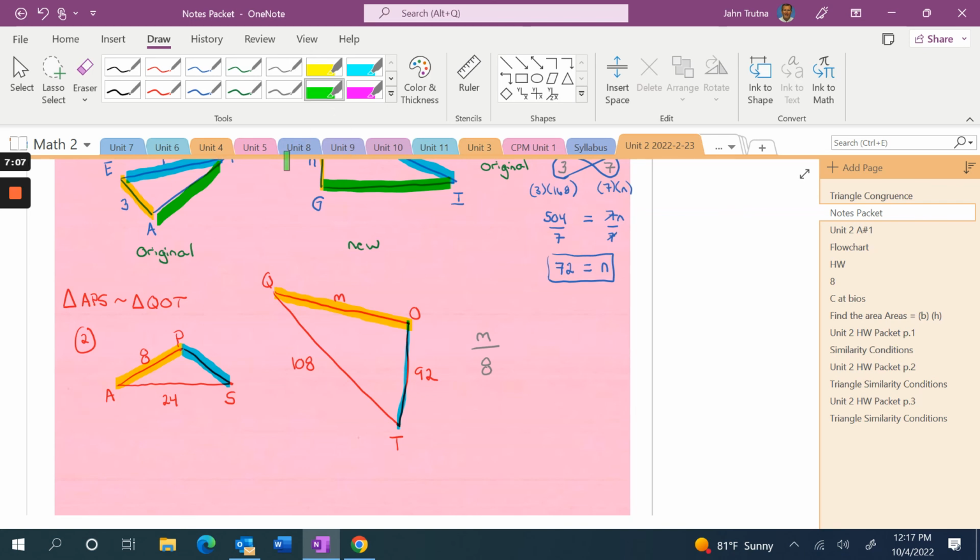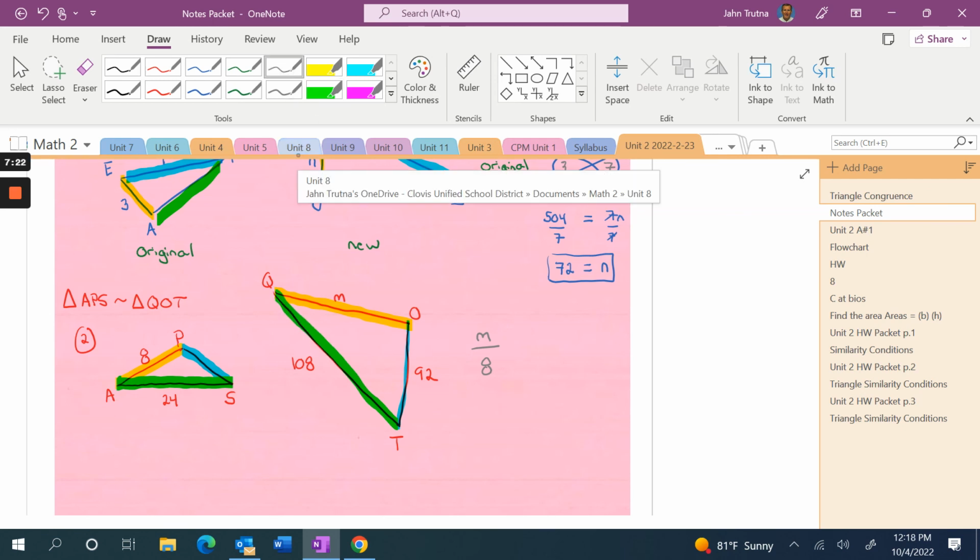Okay, let's go to the third side, SA, which if you notice is the third and the first letter in my statement. So that's going to correspond with side T to Q, which tells me that 108 corresponds with 24. So my other ratio is going to be 108 over 24. So the big idea is that when 2 triangles are similar, their ratios are in proportion, which means they're equal to each other. And then I use the strategy of cross multiplying.